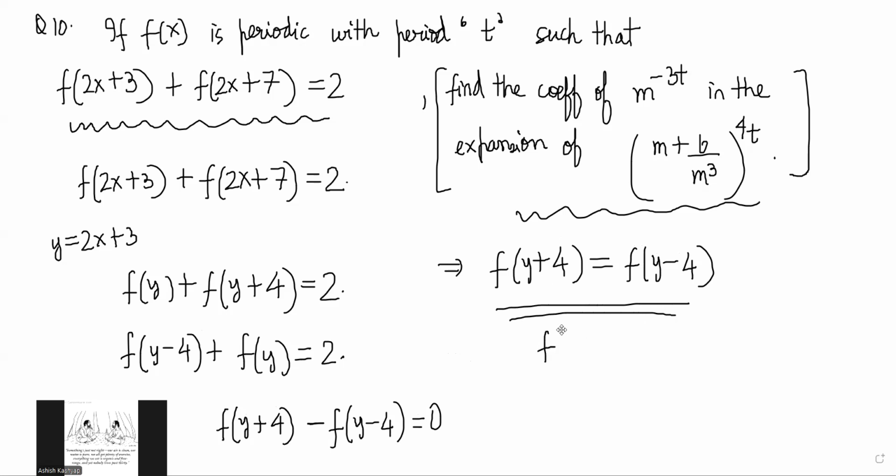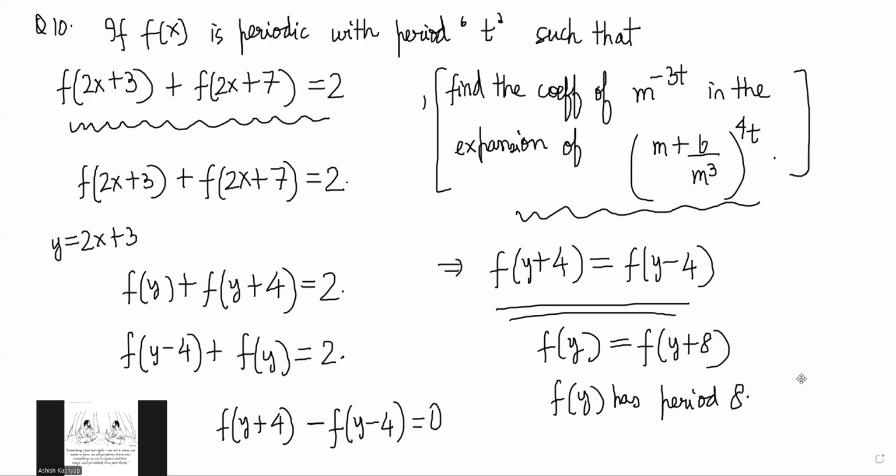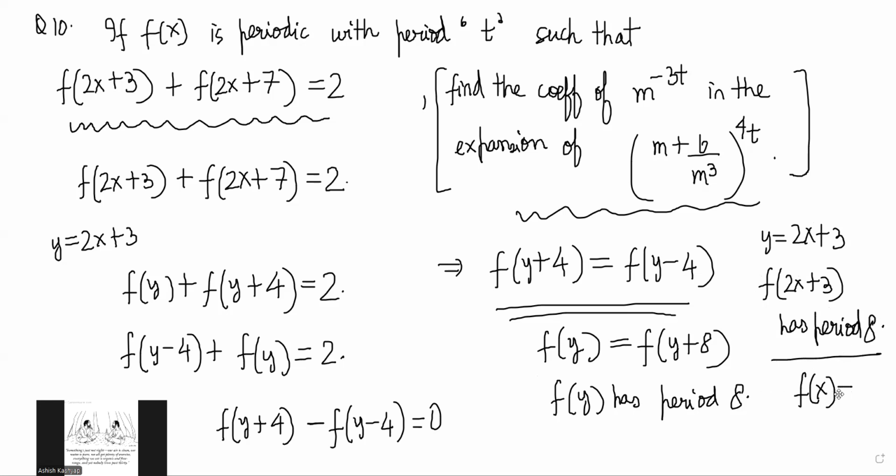So we are getting that f of y will be equal to f of y plus 8, right? So we are getting that f of y has period 8, right? Now y was equal to 2x plus 3. So f of 2x plus 3 has period 8. So obviously f of x has period 8 by 2, which is 4. So the period of f of x would be 4.